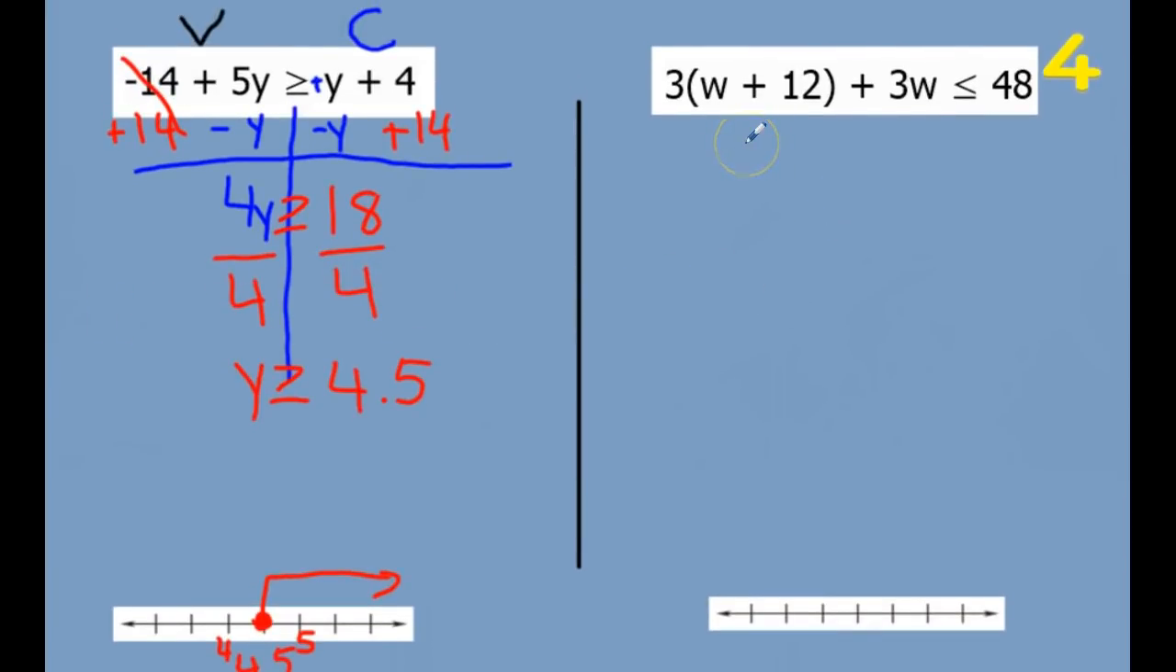Over here, we have parentheses. Now, when we have some number outside of our parentheses, what we can do is draw our box.